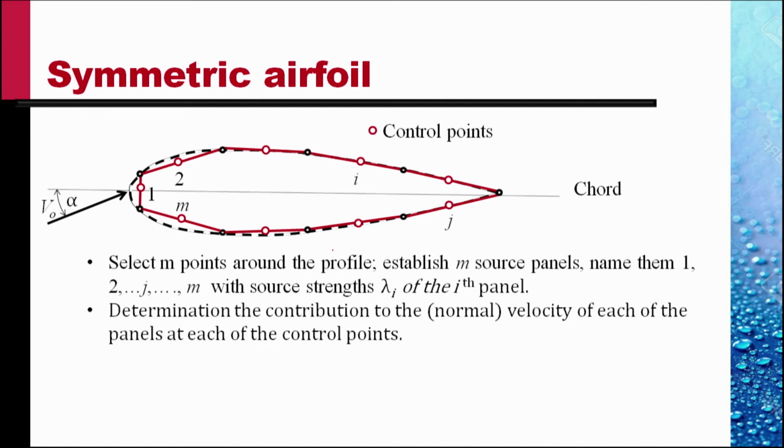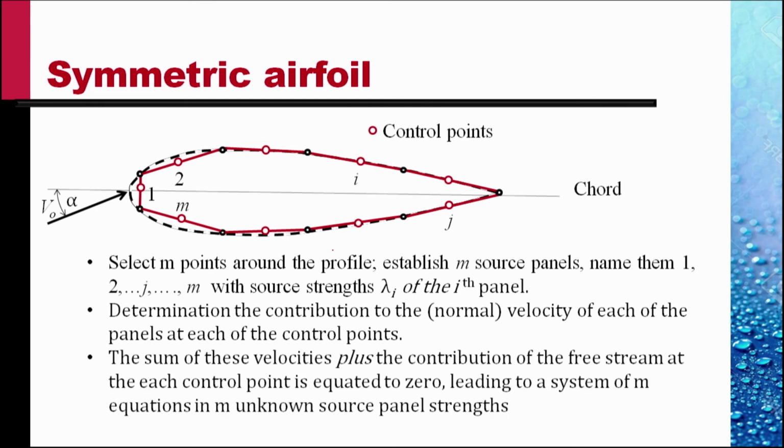We next do the determination of the contribution to the normal velocity of each of the panels at each of the control points. The sum of these velocities plus the contribution of the free stream at each control point is equated to 0, leading to a system of M equations in M unknown source panel strengths.